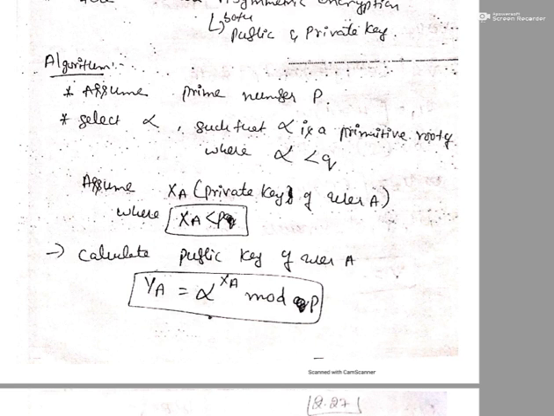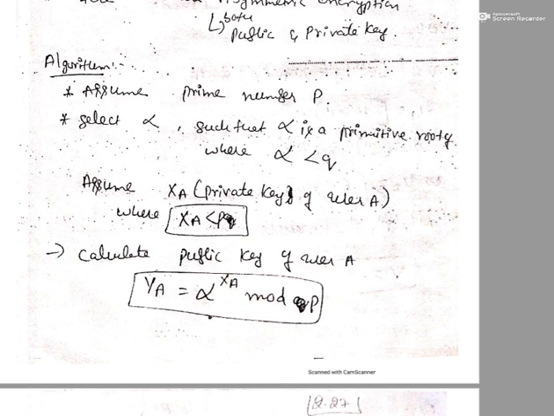First you have to assume X of A is a private key, and X of A is less than p, the prime number. Then next you have to calculate the public key of user A. That public key you have to calculate by using the private key of user A. So here we assume Y A is the public key. For calculating Y A, we use alpha power X A mod p, where alpha is the primitive root and X A is the private key.